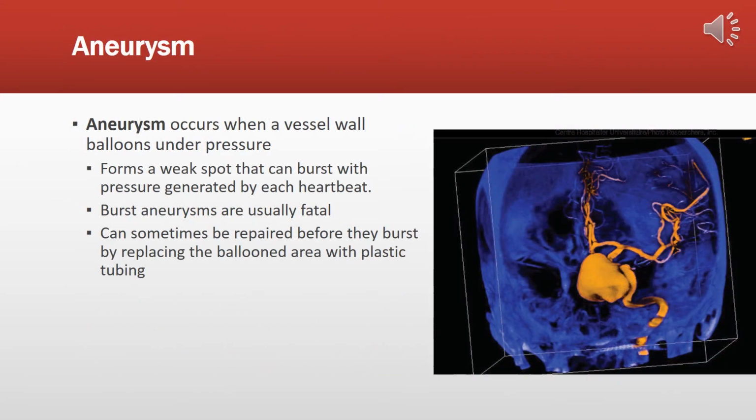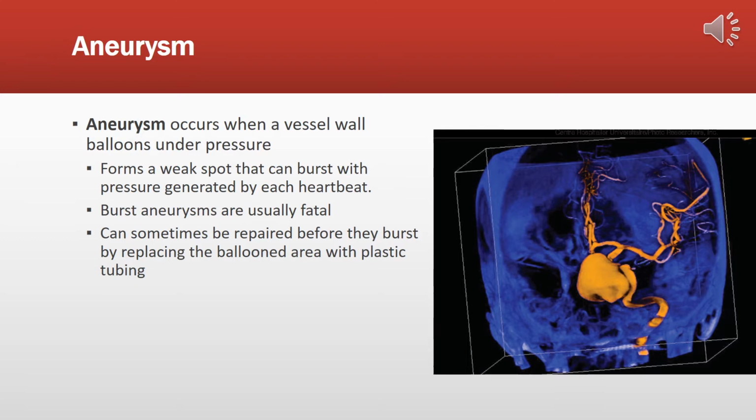An aneurysm is what occurs when a vessel wall balloons under pressure, and this is actually caused by the destruction of the muscle layer of the blood vessel, such that the blood vessel just keeps expanding. And these aneurysms form a weak spot that can burst with the pressure generated by your heartbeat. And when aneurysms burst, they can cause death.